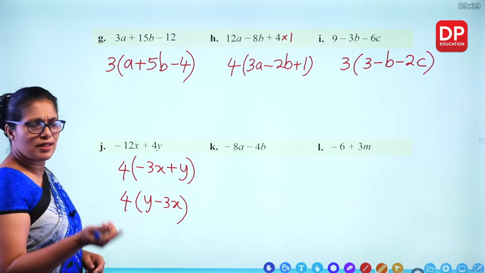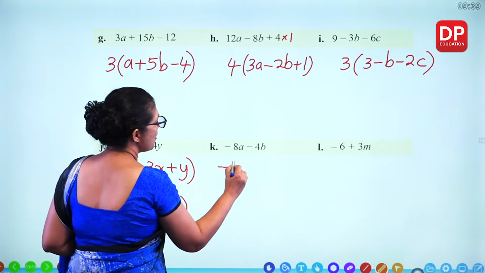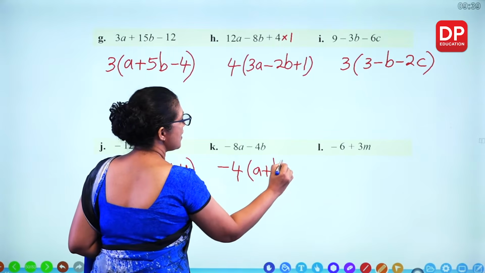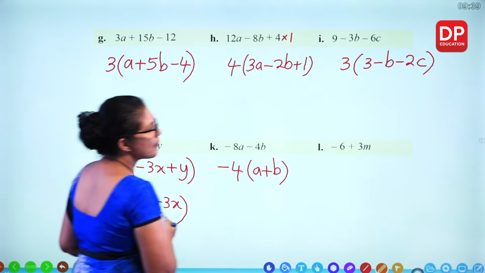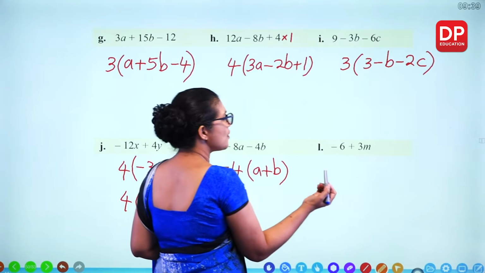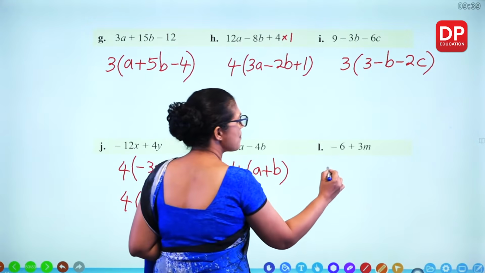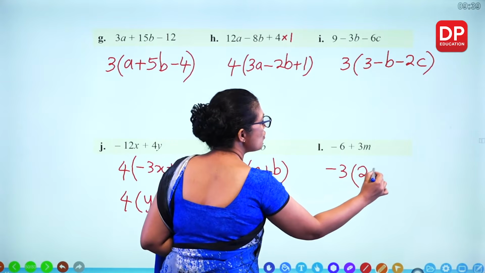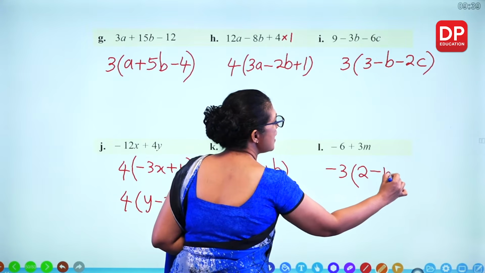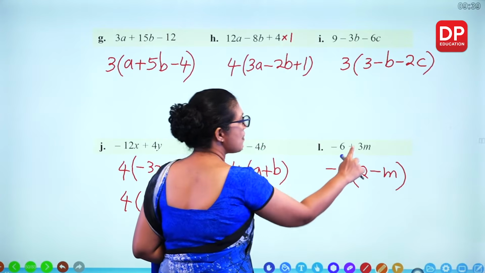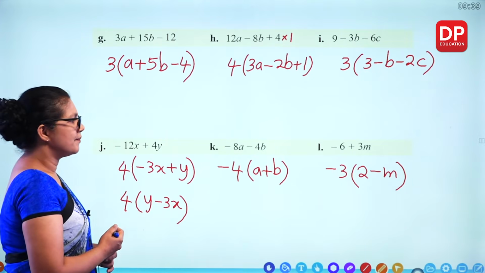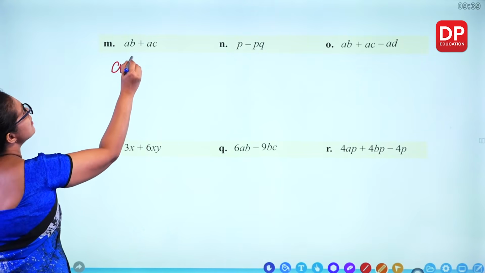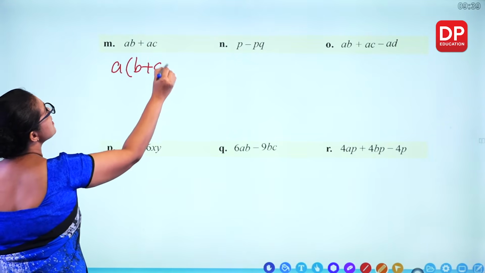Minus minus both there, that means common for both. Minus 4, we'll take it out. Then you get this one, a plus b. This one, which one can we take? Either minus or plus. We'll take minus 3 out. If you take minus 3, this becomes positive, 2 minus m, because minus minus gives positive. Take a out. Remaining part, b plus c.